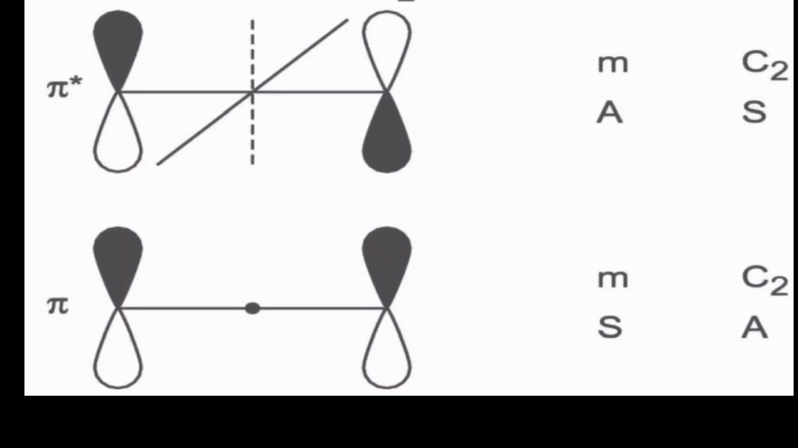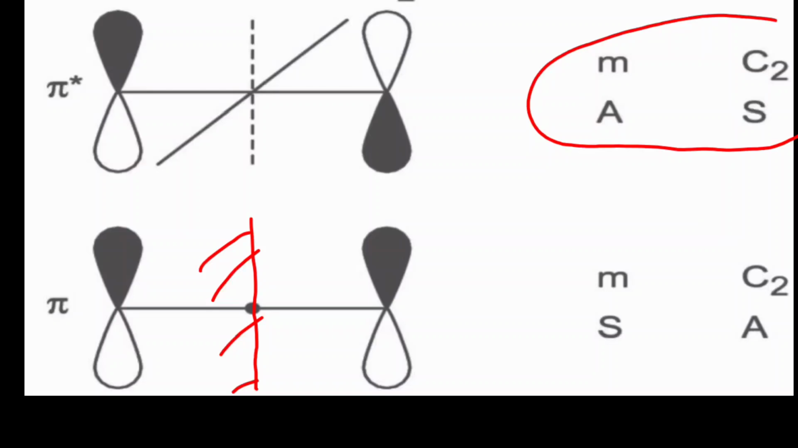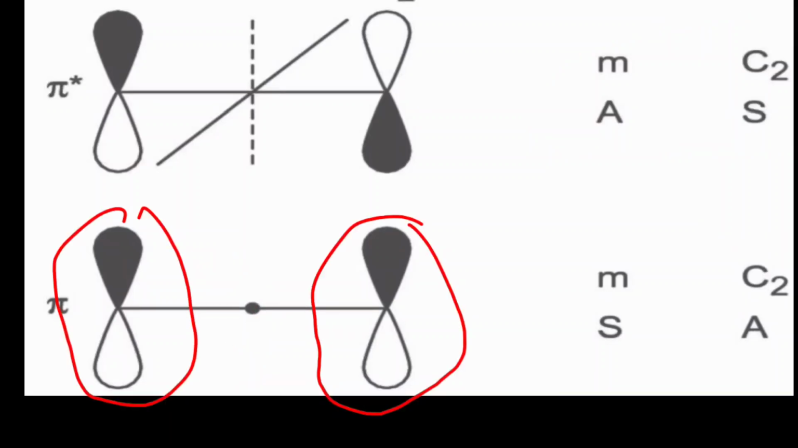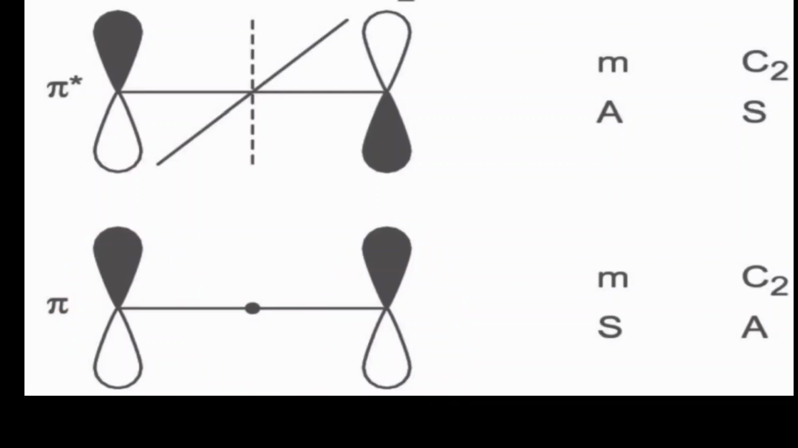Now here you see mirror plane symmetry and C2 axis of symmetry for the pi bond and pi star bond. Mirror plane symmetry means, consider a mirror here. So this one is the mirror image of this one. That means with respect to the mirror, these two orbitals are symmetric. That's why this is the pi bond. So the pi bond with respect to mirror plane symmetry is symmetric.